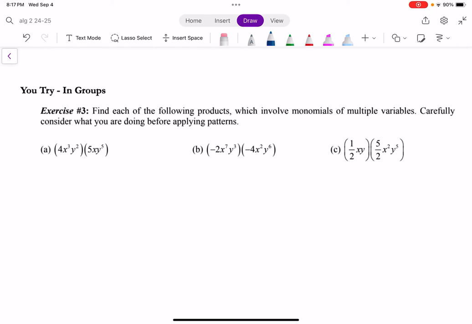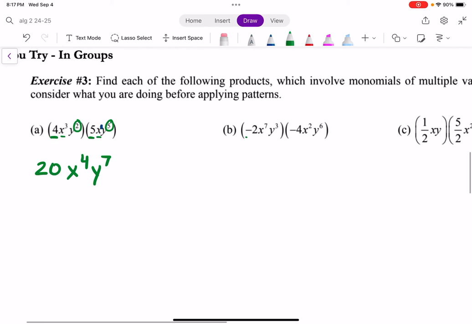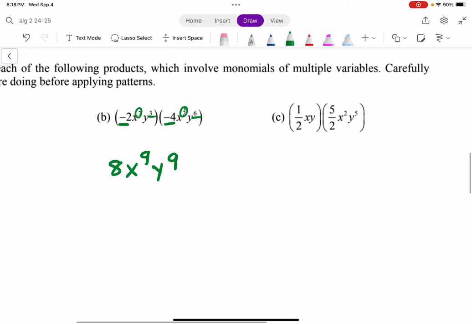Okay, hopefully you've attempted these questions, right? So again, first thing, you want to add your invisible exponents to the x. So here we have 4 times 5, which is 20, and then our x's, well, we have 3 here and 1 here, so x to the 4th, and then y, we have 2 plus 5, which is 7, right? We're adding the exponents. Here we have negative 2 times negative 4, which is positive 8. We add the x's, 7 plus 2 is 9. For the y's, 3 plus 6 is also 9.